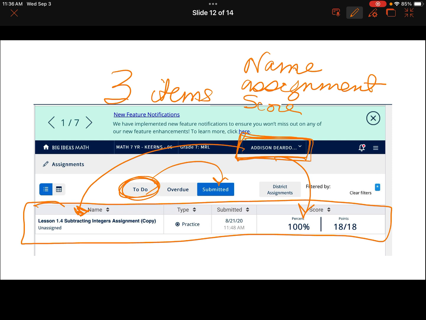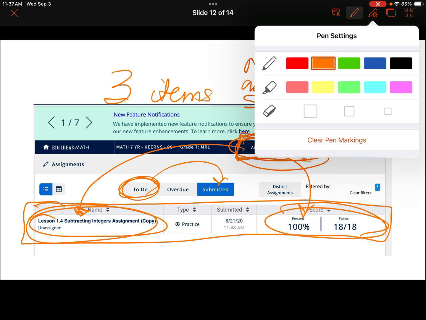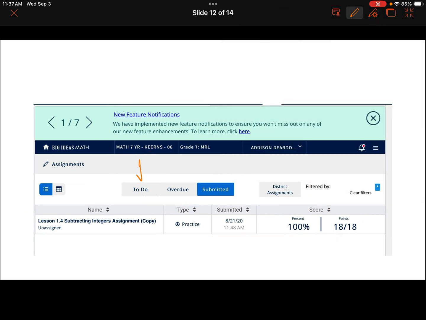That could be from anybody's iPad. Somebody could take one and share with the whole class. Be like, here you go, turn this in. Got to have your name with your assignment and your score. Now, if you're having trouble finding the assignment, until it's due, it will be in the to-do. If you don't get it done before the due date, it moves to overdue. So you could click there and find it, and if it's done, once you hit submit, it moves to submitted.